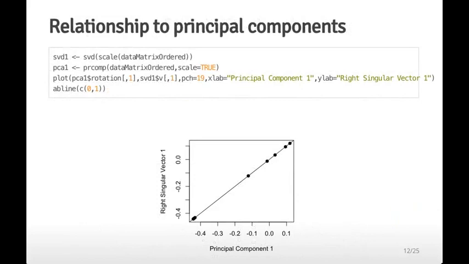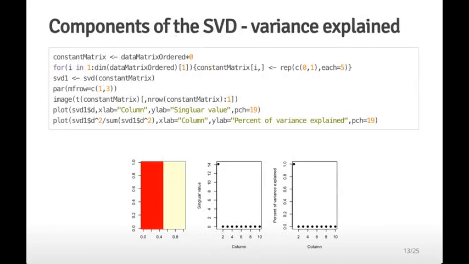So just to show you the relationship between singular value decomposition and principal components, here I've calculated the singular value decomposition on the scaled matrix, and I've also calculated the principal components on the same matrix, also scaled. If I plot the first principal component, which you can get from the rotation matrix in the PCA1 object, versus the first right singular vector from the SVD object, you see that they're exactly the same. They lie directly on the 45-degree line, and there's no difference between them. So performing a singular value decomposition is equivalent to performing a principal component analysis in this case.